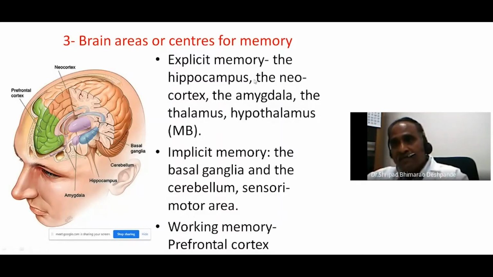So I mentioned the primary areas: the hippocampus, amygdala, the prefrontal cortex, and all the sensory areas. I will come back to that. Then we have the thalamus and hypothalamus, which are also involved in memory. Implicit memory is primarily motor: the basal ganglia, cerebellum, and sensory motor area. Working memory is a function of the prefrontal cortex.